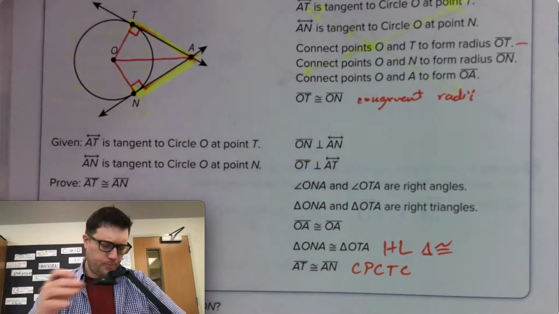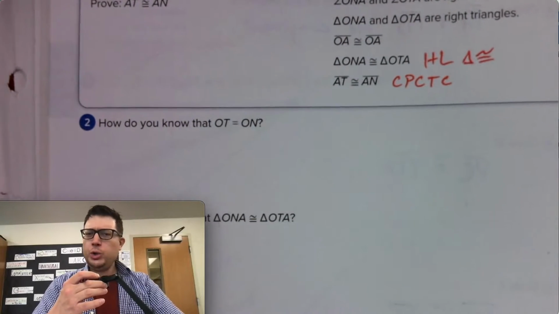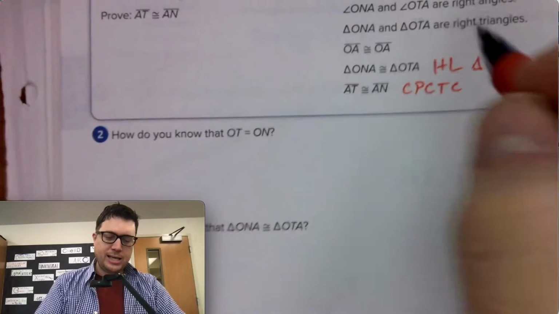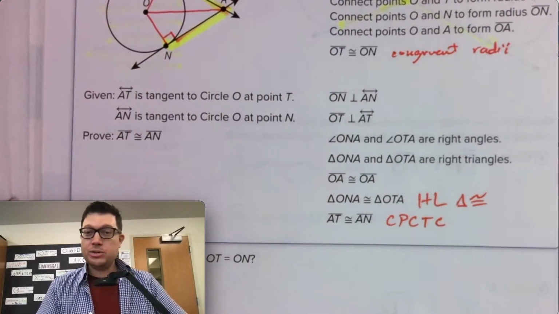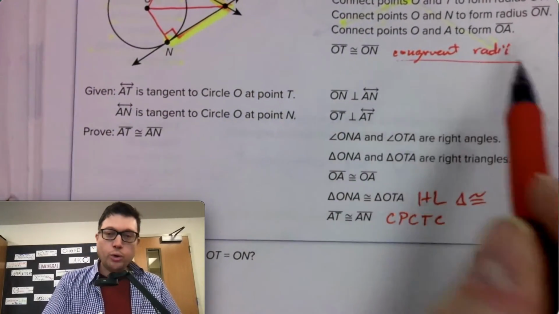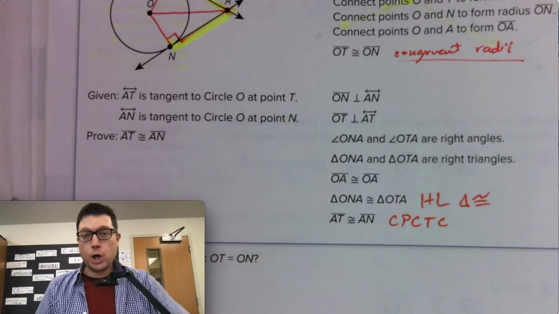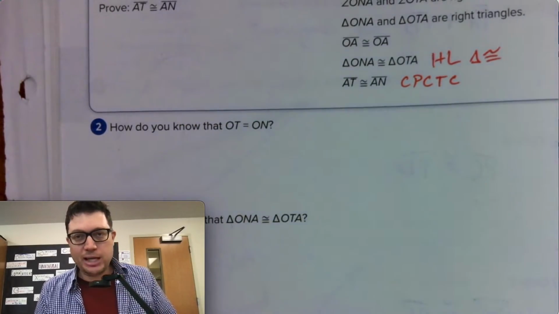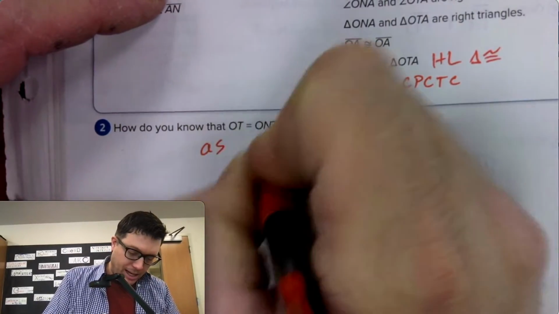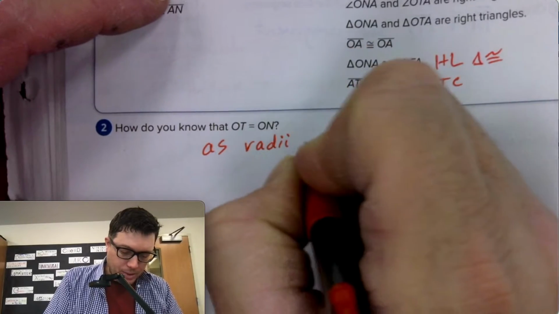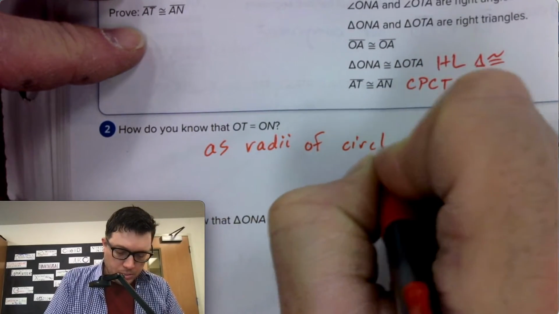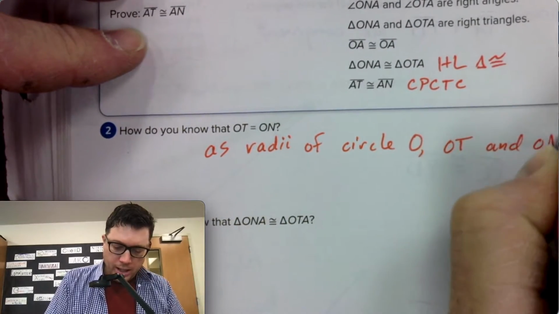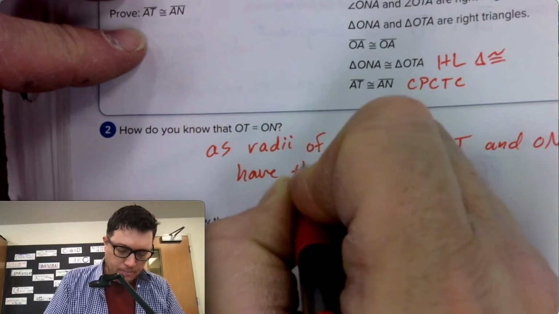Let's answer question 2. Question 2 says, how do you know that OT and ON are equal? I mean, they say it right up here, and my annotations actually answer it. Congruent radii. Because OT and ON are radii of the circle, that means that they have equal measures. As radii of circle O, OT and ON have the same measure.